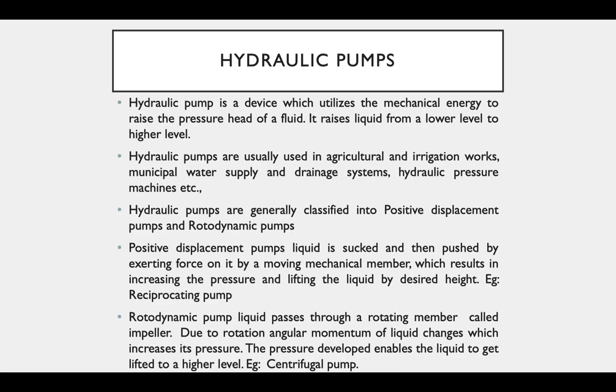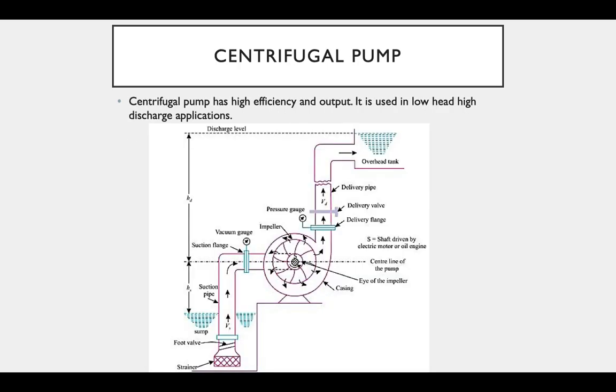Next one is the rotodynamic pump. In a rotodynamic pump, the liquid passes through a rotating member called the impeller. Due to the rotation, the angular momentum of the liquid changes, which increases its pressure. The developed pressure enables the liquid to be lifted to a higher level. An example is the centrifugal pump. Here we will be discussing both the reciprocating and centrifugal pump.